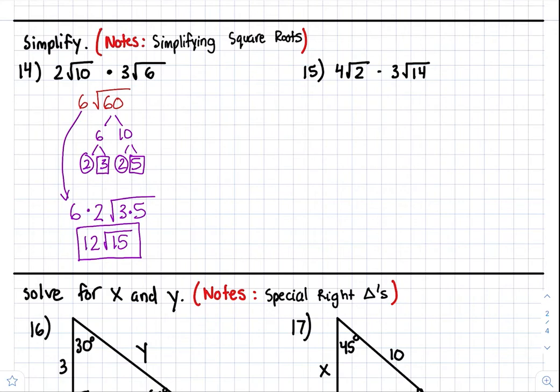Alright, so for 15, we got 4 times 3, outside numbers, coefficients, which is 12, square root of, now you gotta multiply the two inside numbers inside the square root. 2 times 14, 28.